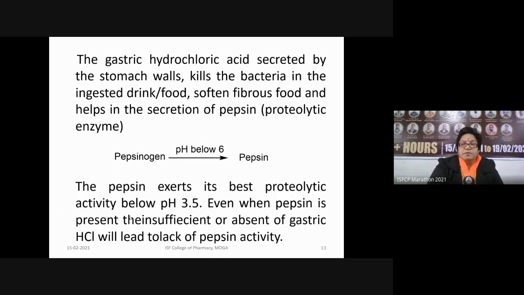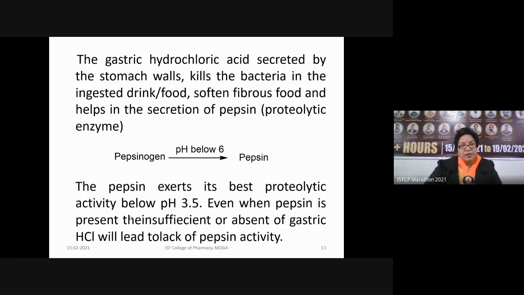The gastric hydrochloric acid secreted by the stomach walls kills the bacteria in the ingested food or drink, whatever you have taken. It softens the fibrous food and it helps in the secretion of pepsin. What is pepsin? Pepsin is a proteolytic enzyme. And you know how pepsin is produced? It is produced from pepsinogen only if the pH is below 6.